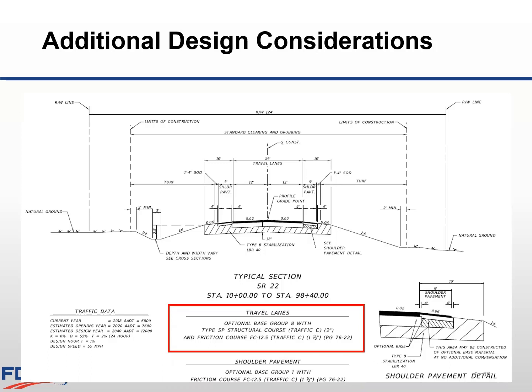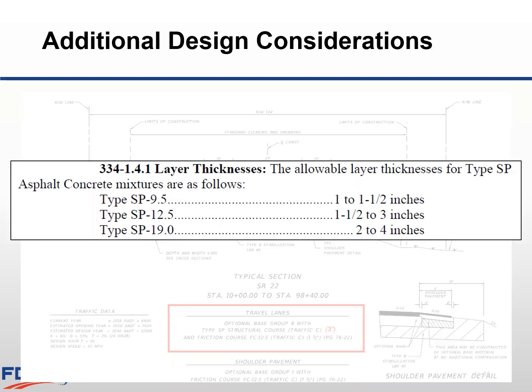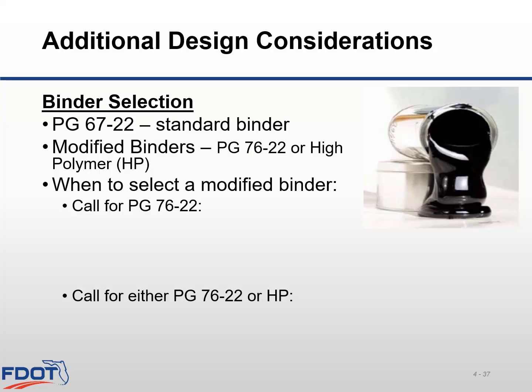Let's say, for example, that the contractor has a pavement design that included a 3-inch layer of type SP structural course. Based on this table and the standard specifications, he could select to use 2 1.5-inch lifts of SP 9.5, or he could use 2 1.5-inch lifts of SP 12.5, or he could choose to use a single 3-inch lift of SP 12.5. It's up to the contractor to select the means and methods to construct the asphalt. Our job is to provide a thickness at an increment that meets the structural requirements of the project and is also constructible. Another design consideration is binder selection.